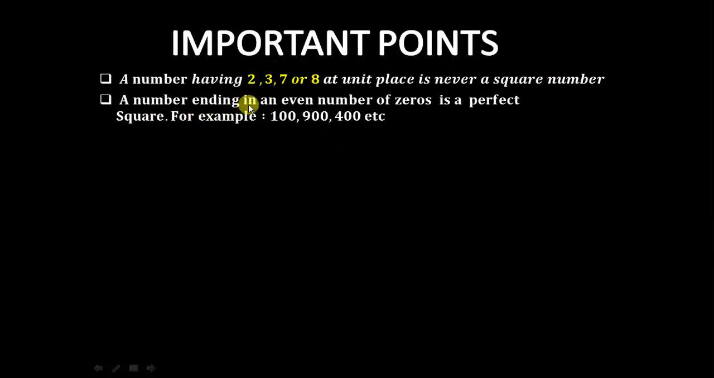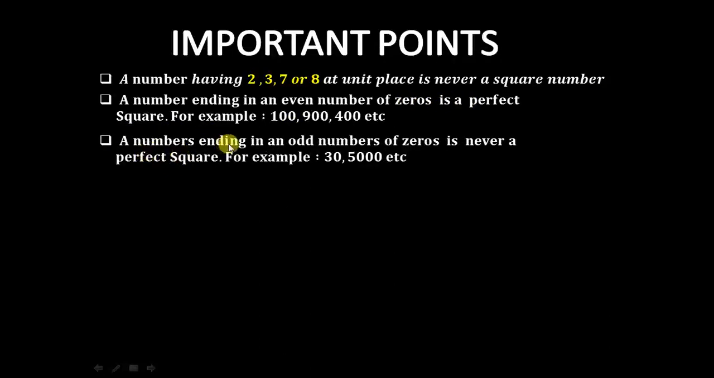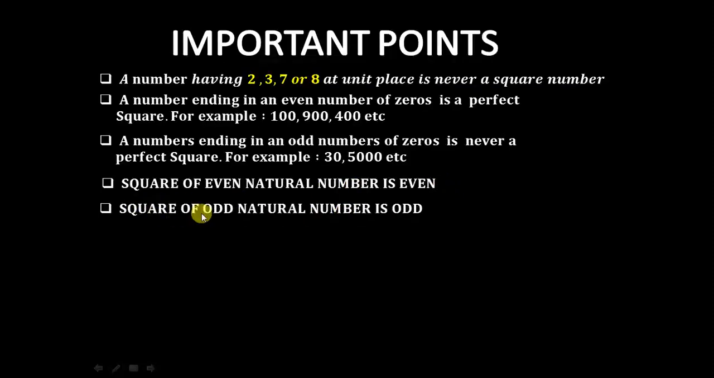A number ending in an even number of zeros is a perfect square. A number ending in an odd number of zeros is never a perfect square. The square of an even natural number is even. The square of an odd natural number is odd.